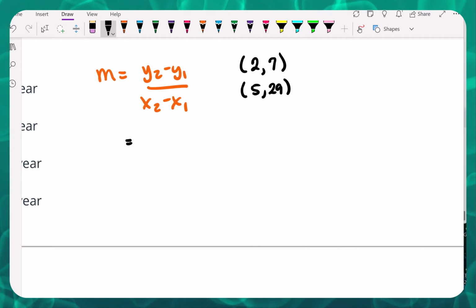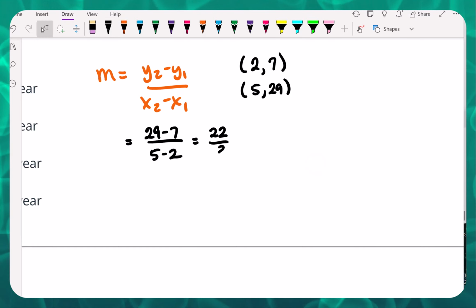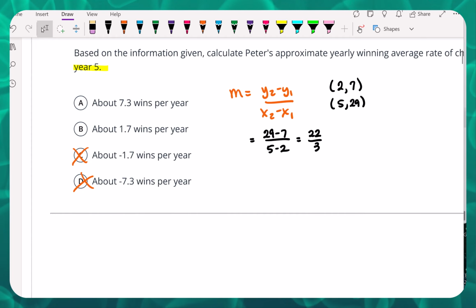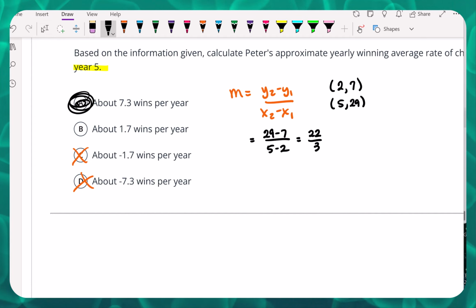Go ahead and plug that into your slope formula. So 29 minus 7 over 5 minus 2. That's going to give us 22 over 3, and that's a little bit more than 7. So that is 7.3 wins per year.